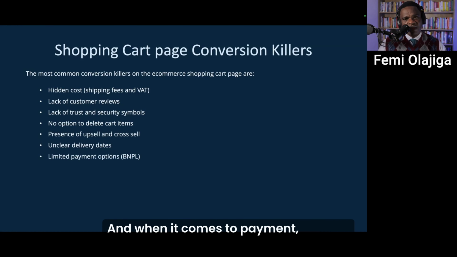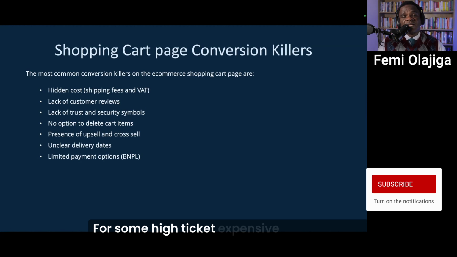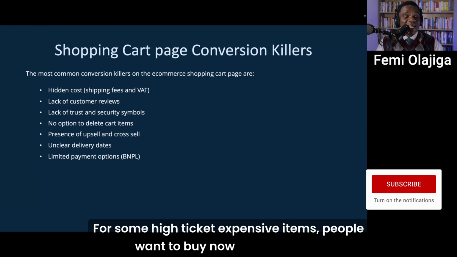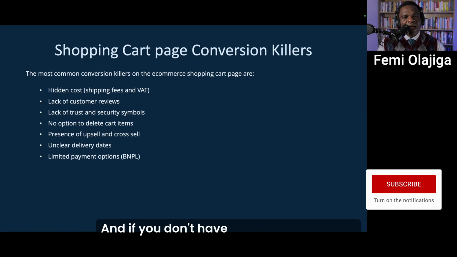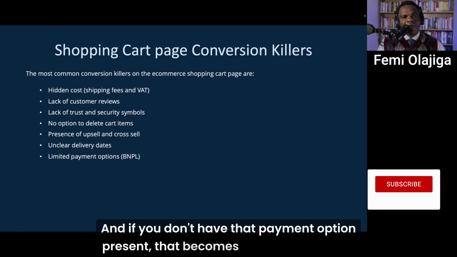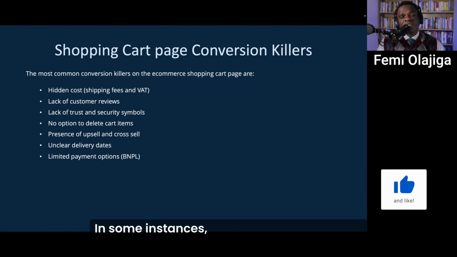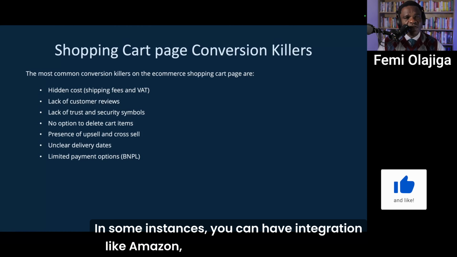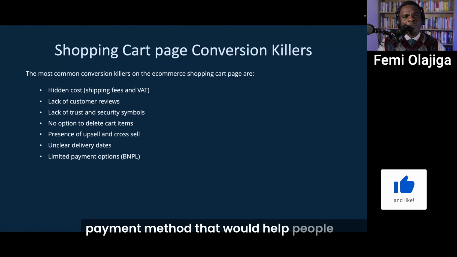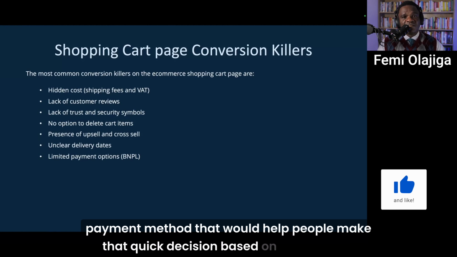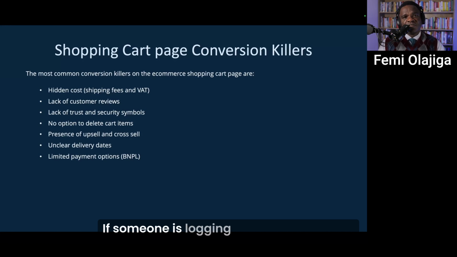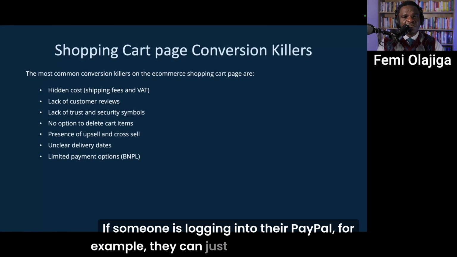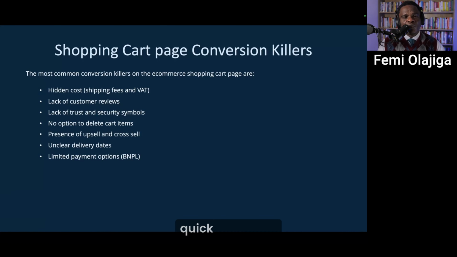And when it comes to payment, another conversion killer is when you don't offer people enough payment options. For some high-ticket expensive items, people want to buy now and pay later. And if you don't have that payment option present, that becomes a conversion killer. In some instances, you can have integration like Amazon Payments, PayPal, and other payment methods. That would help people make that quick decision based on what they're logged in with. If someone is logged into their PayPal, for example, they can just click on and make that quick purchase.